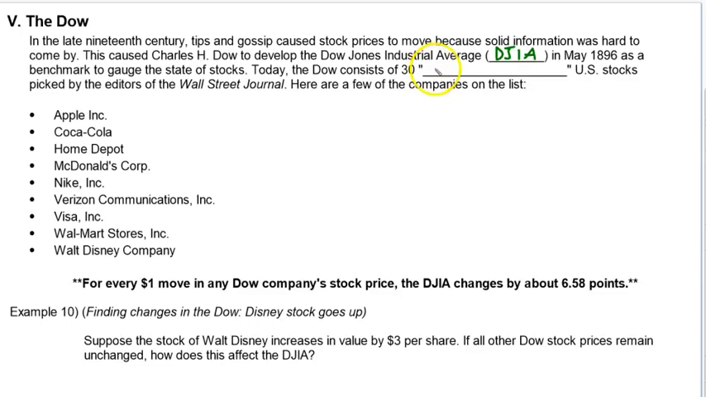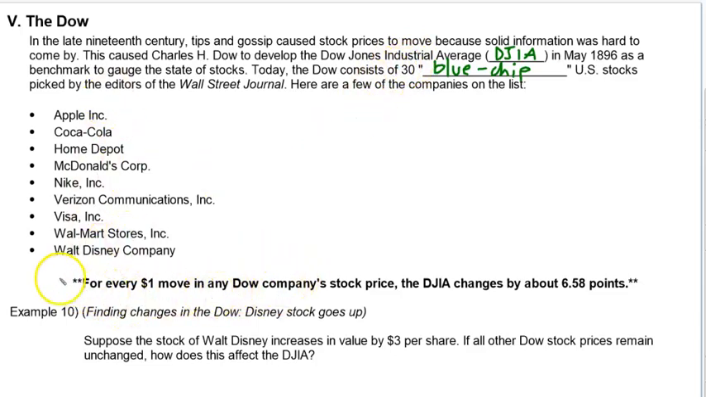Today, the Dow consists of 30 what we call blue chip stocks. These are companies that have been around for a long time. They're trusted. They have great value. They've performed well over the years, the companies have. And these are stocks that are picked by the editors of the Wall Street Journal. Here's just a few. I'll pick some of the ones that you would be more familiar with, but there's a total of 30 in all.